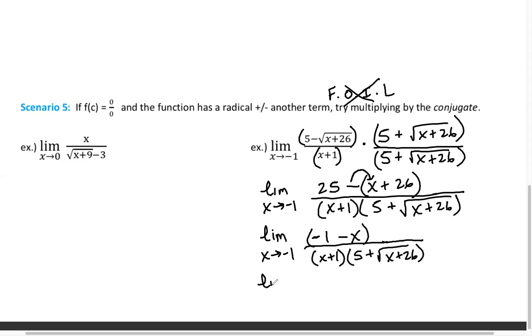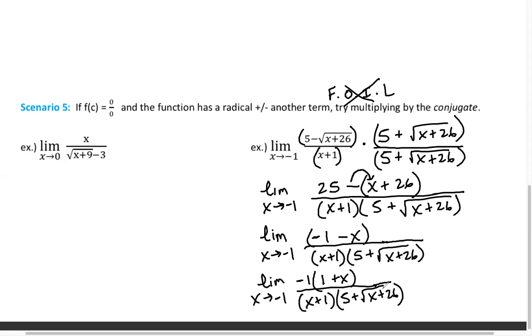So let's look at, again, the limit as x approaches -1 of, what happens if you factor out a -1? If you factor out a -1, to get back to -1, you're multiplying by 1. And then since you factored out the -1, to get back to a negative x, you actually need to do positive x. Now, if you don't believe me, distribute. -1 times 1 is -1, and -1 times x is -x. So you see it works. Over, we've got x plus 1 times 5 plus the square root of x plus 26.